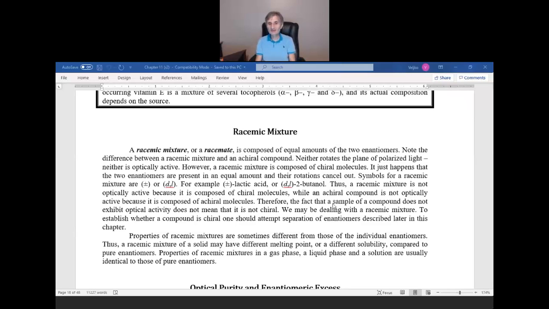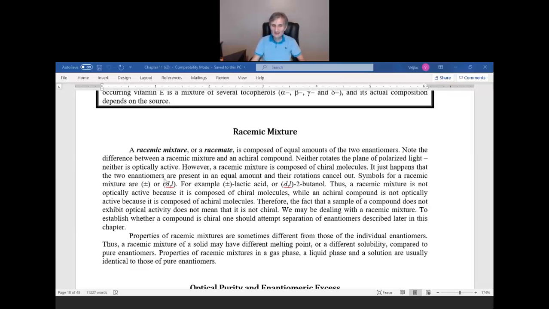An achiral compound, that's its inherent property, does not rotate the plane of polarized light because it's not chiral. In the case of a racemic mixture, we have two chiral compounds, two chiral components, and we can separate the racemic mixture into the individual components that would rotate the plane of polarized light. We indicate a racemic mixture as plus-minus or DL.